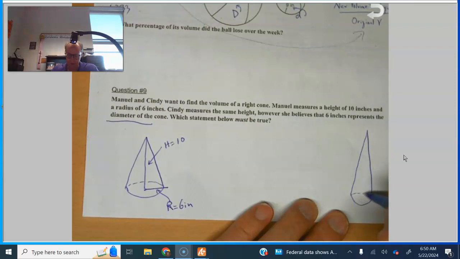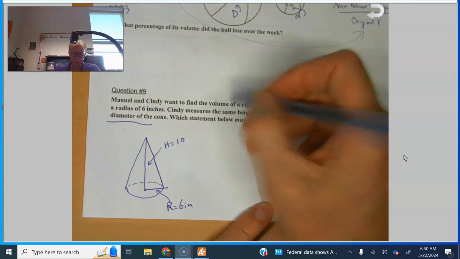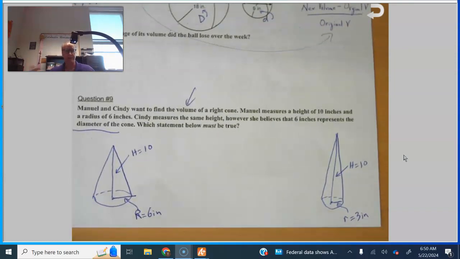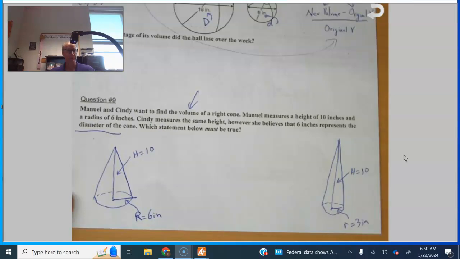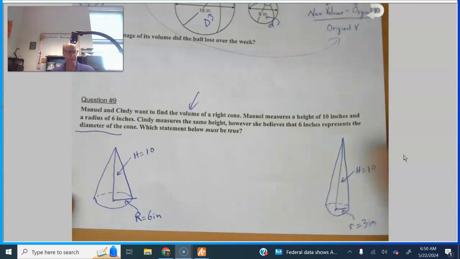It's going to have the same height, of course. It's going to have a height of 10. But this time it's going to have a radius, and I'll use little r, is equal to 3 inches. And we're going to compare the two volumes, so you should find the volumes of both of these guys. And then you'll be able to see which of the statements must be true when you look at the multiple choice. Okay, let's take a look.